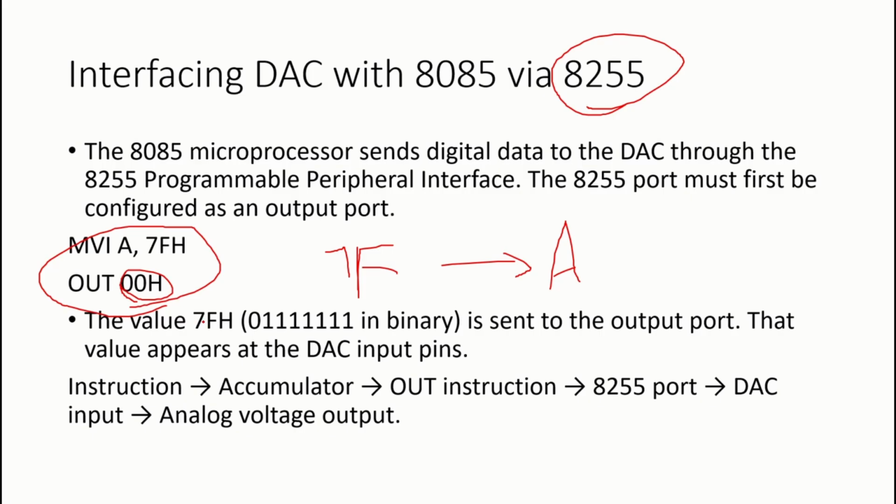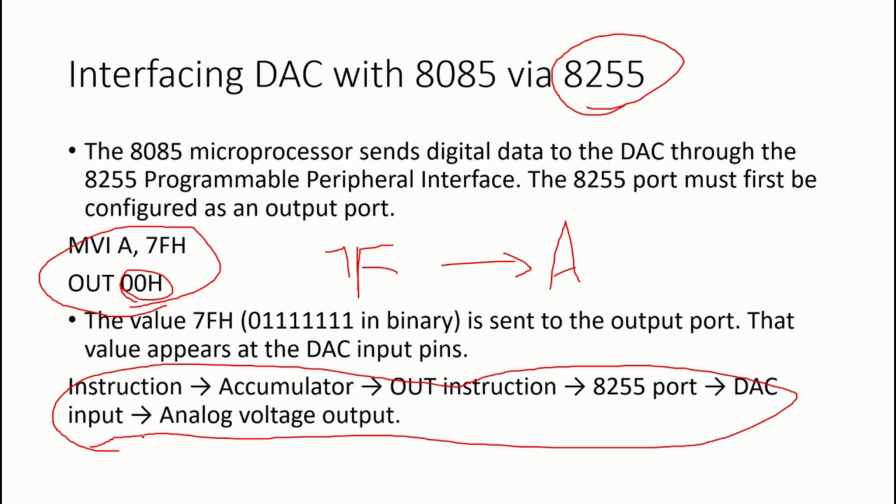This value 7FH appears in the DAC as input pins because these pins are connected to the programmable peripheral interface, and that is connected to the DAC, and the DAC will convert this data into an analog signal. So this is the main flow diagram. We have an instruction and it goes to the accumulator, and through the OUT instruction it goes to the output port and then to the DAC and to the analog voltage output. We'll see how exactly this works in the next slide.